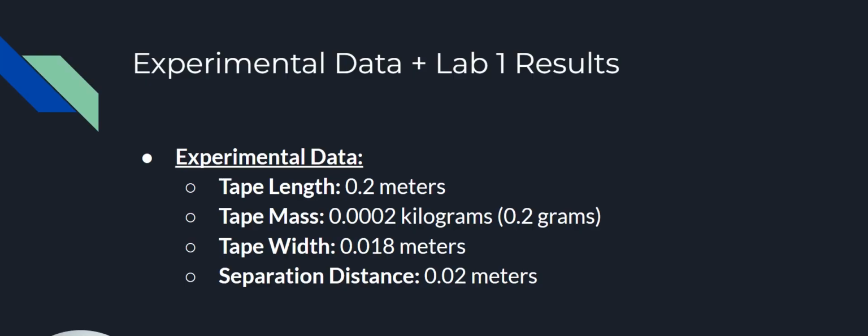Here's our data from this lab and Lab 1. We have the tape length, the mass, the width, and the separation distance. All those values are right there. Then the Lab 1 results from the point charge: we saw 1.96 × 10^-3 newtons as the magnitude of the electrical and gravitational force.